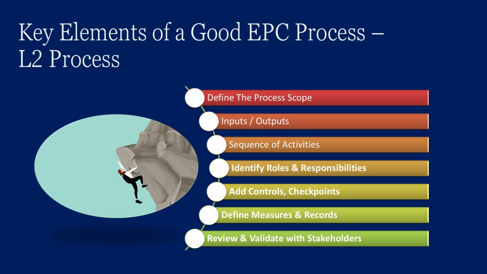Then the next element is inputs and outputs. That is step 2. Inputs are what you need to start that activity or step, like drawings, BOQ details, purchase requisition, specifications, etc. And outputs are what your customer, either internal or external, receives from this particular process. If you define both correctly, you will instantly spot handover gaps between departments.